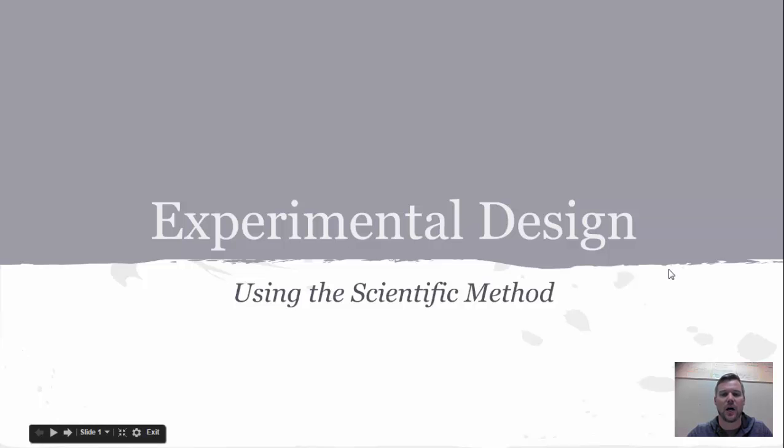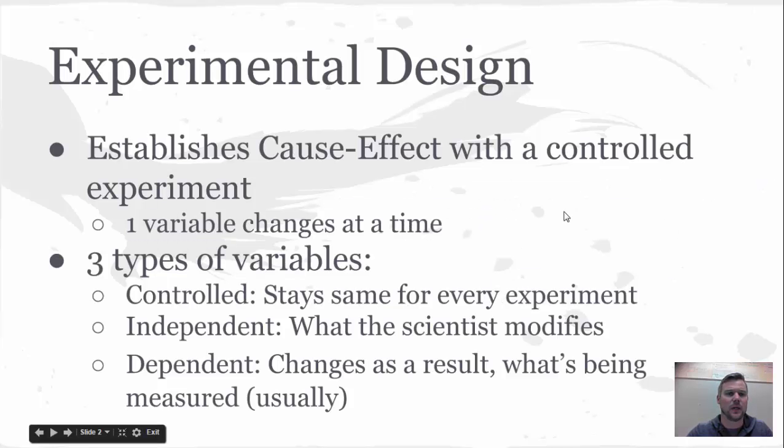This is our discussion on experimental design, specifically using the scientific method to conduct experiments. It's important that we use good experimental design so we can establish a cause and effect relationship with the variables that are being studied. A good cause-effect relationship means that you have a controlled experiment, which means only one variable is being adjusted or changed at a time.